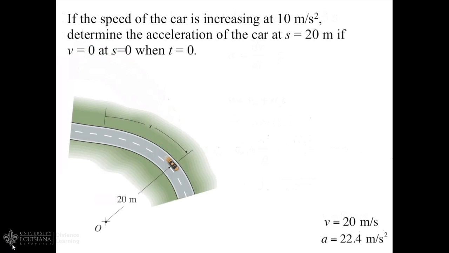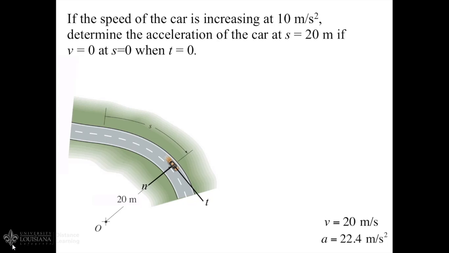All right, now consider this one. Here it states that if the speed of the car is increasing at 10 meters per second squared, we want to determine the acceleration of the car at the position s equaling 20 meters. If the velocity of the car is 0, at the position s equaling 0, that is, in the initial position. Well, to solve the problem, again, we have to set up our nt axes. I think you'll agree they look like this.